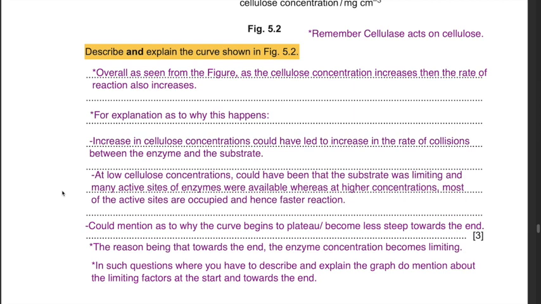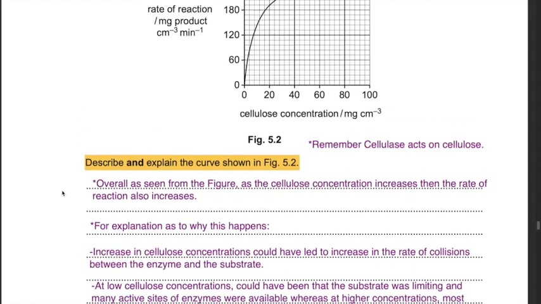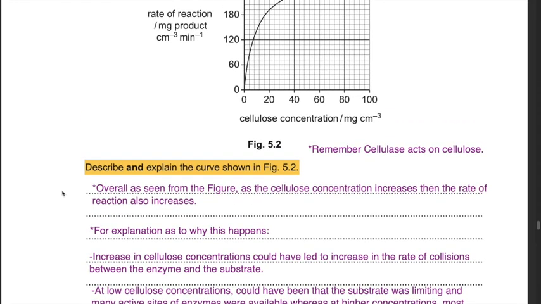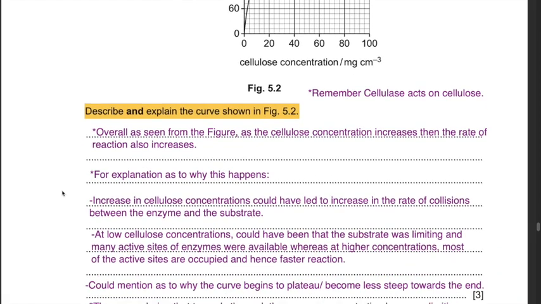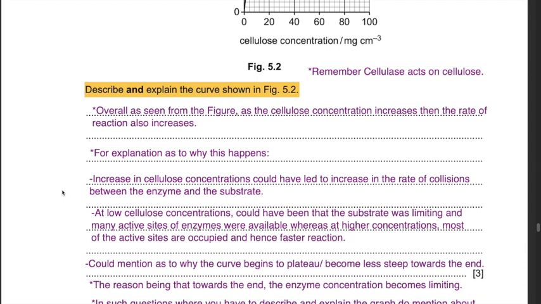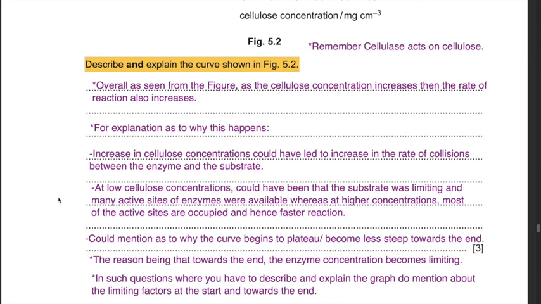Again, how do you describe and explain the graph? The description is basically what the trend is like. And the trend over here is as the cellulose concentration increases, the rate of reaction also increases. For explanation as to why this happens, an increase in cellulose concentration leads to an increase in collision rate between the enzyme and the substrate. And you could also describe the graph including limiting factors. Towards the start, the substrate is limiting, and towards the end, the enzyme is limiting. And that is why the curve becomes less steep towards the end, thus earning you your full 3 marks.